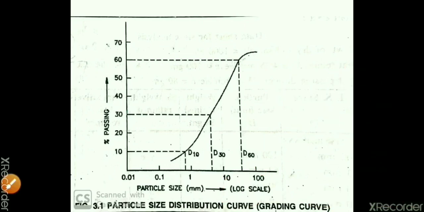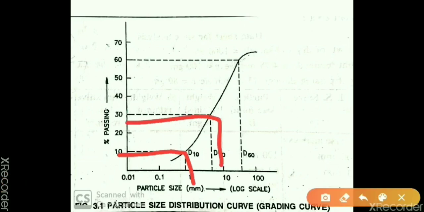So now we understand what D10, D30 and D60 are. I have explained the percentage passing. If you have any doubt, please ask me in the comment box. Okay, I will explain. So here is the D10.